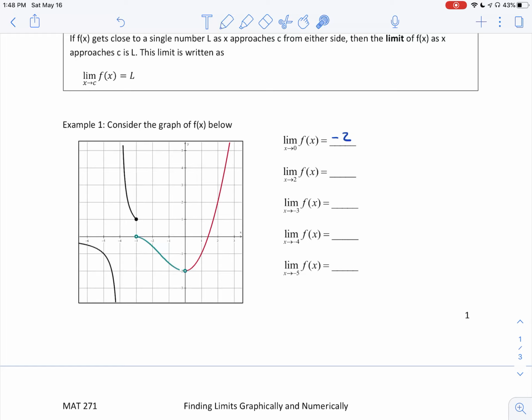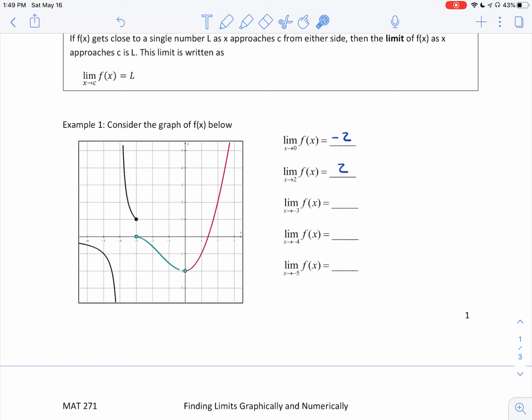Again, it doesn't matter that the function has a hole right there. It doesn't matter for limits. The only thing that matters is what's happening around that x value. All right, so next we're looking at the limit as x approaches 2 of f of x. And again, we're going to come in from both the left and the right. So we look at the limit as x approaches 2 from the left-hand side. We can see that our y values are approaching 2. And if we come in, we're approaching 2 from the right-hand side. Our y values are again approaching 2. So our limit in this case is equal to 2.